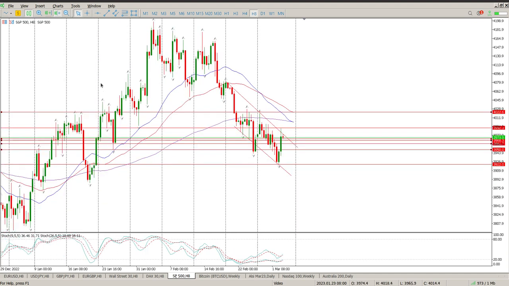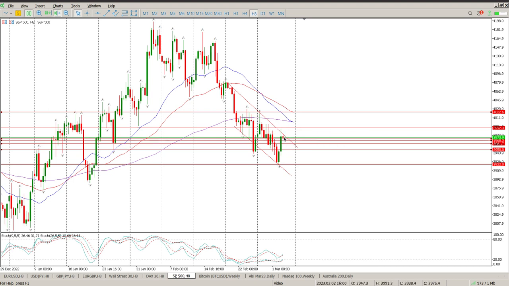We keep getting above it, but we very rarely find support. It's only here in January that we actually found some support on the 4,000 level. Since then, we haven't really come back to find support there. So keep an eye on it. It is an important level.